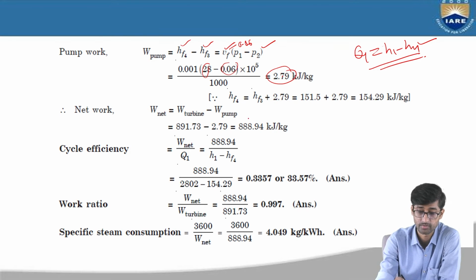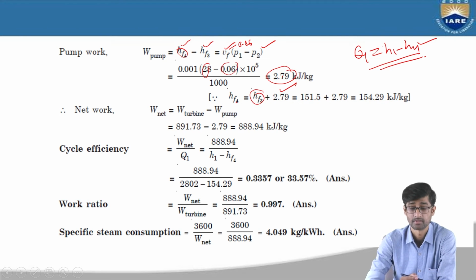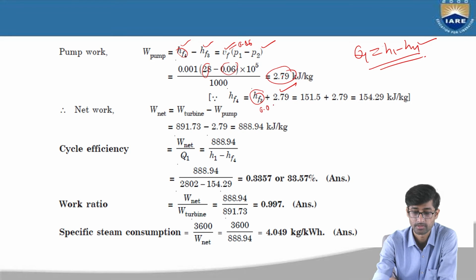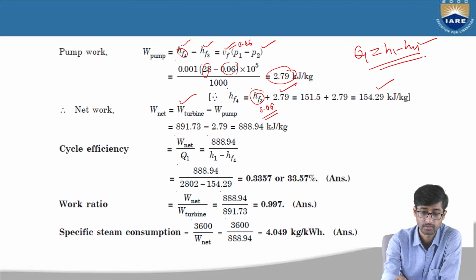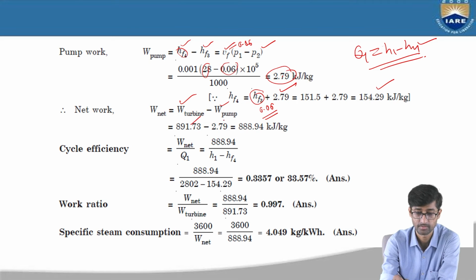And this pump work is equal to, sorry, this pump work is equal to H4 minus H3. Right? So what is the value of H4 here? The pump work 2.79 plus H3, nothing but HF at pressure 0.06 bar. So this is the value of H4. So the net work done is equal to turbine work minus pump work. Turbine work already we have calculated. This is the pump work. So this is the value of net work.